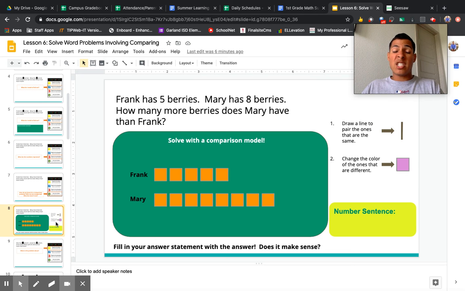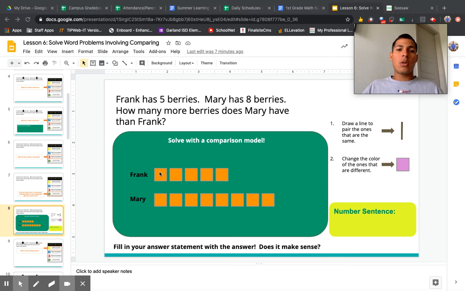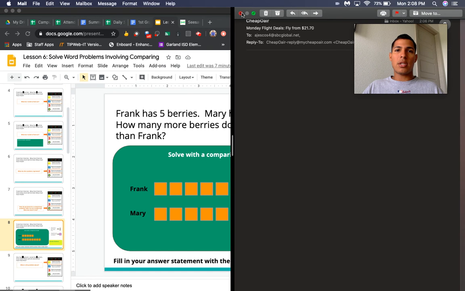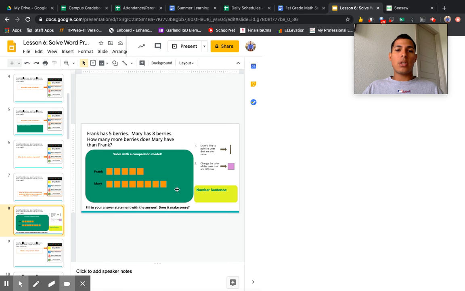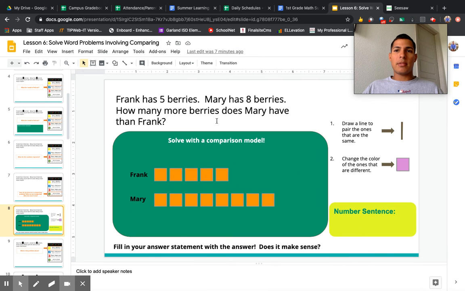So our comparison model. We have Frank, and then these blocks right here represent how many berries Frank has, which is 5. Let's count just to double check that we have the correct amount. Sorry guys, I apologize about that, it's being very slow. Okay. Frank has 1, 2, 3, 4, 5. Mary has 8. That's 1, 2, 3, 4, 5, 6, 7, 8.